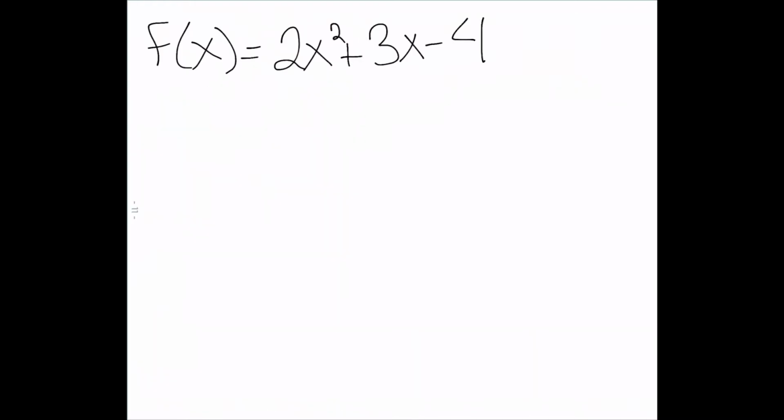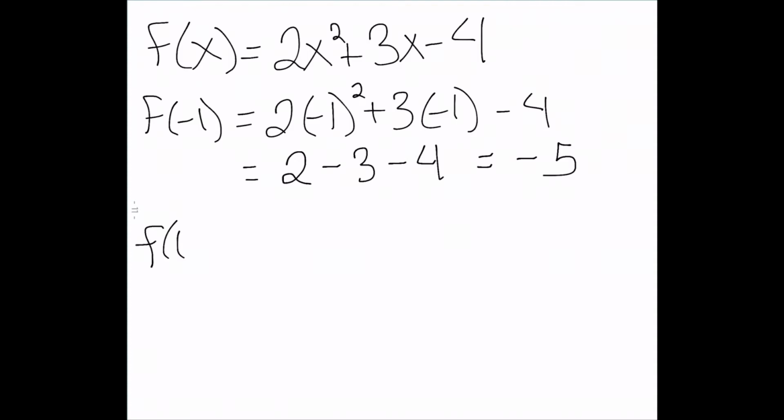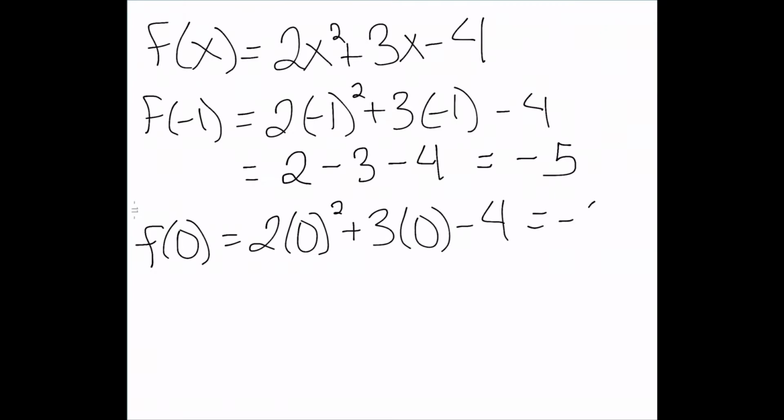Now we have this. This is f of x equals 2x squared plus 3x minus 4. I want to try to find f of negative 1. So I would have 2 times (-1) squared plus 3 times (-1) minus 4. So 2 times (-1) squared would be 2. Minus 3 minus 4 is minus 5. If I wanted to try to find f of 0, I would have 2 times 0 squared plus 3 times 0 minus 4, which ends up being just minus 4. And so we can start to see how this would work.